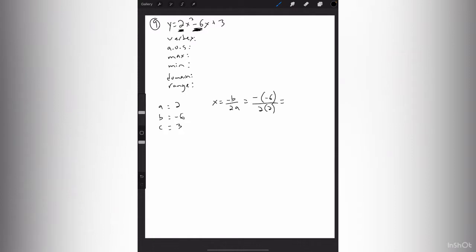All right, so negative times negative gives me a positive 6. 2 times 2 is 4. How can I simplify this? Well, if I divide the top and bottom both by 2, I can simplify this down to 3 halves, right? Which is really just 1.5.